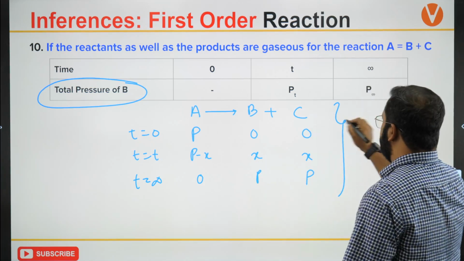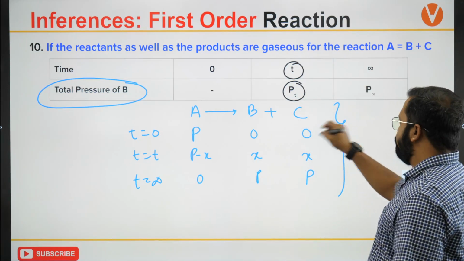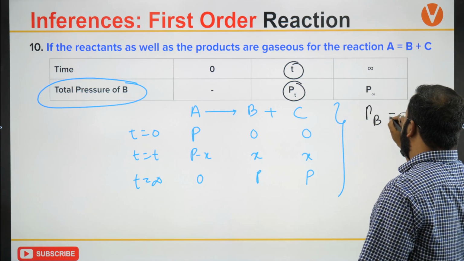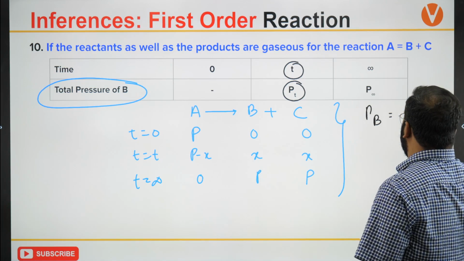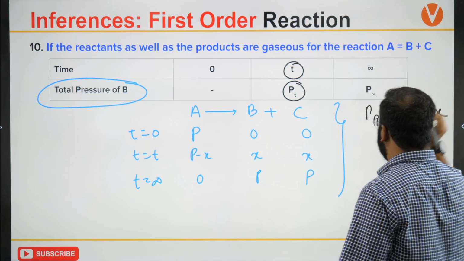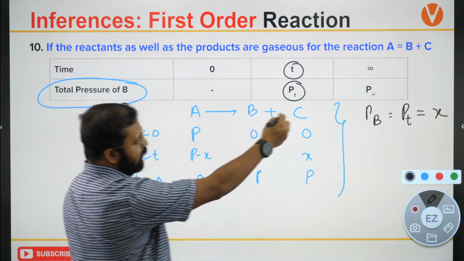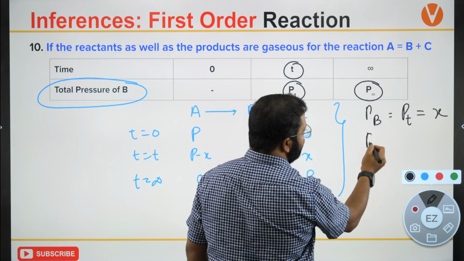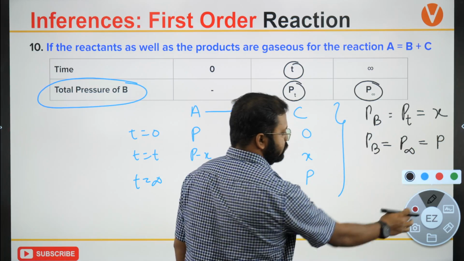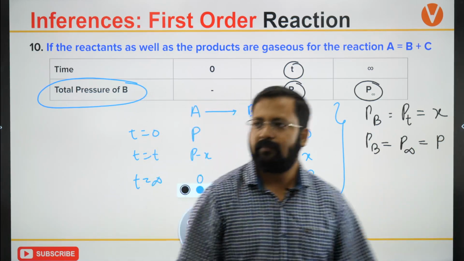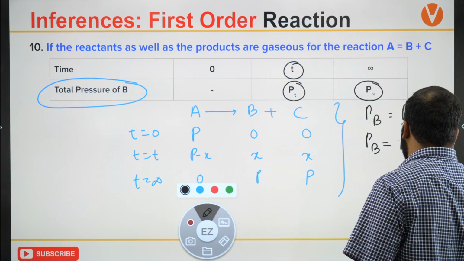What is X? What is given at time T? What is the pressure of B? So at time T, pressure of B is PT, which is nothing but equal to X. And at time infinity, pressure of B is given as P infinity, which is nothing but P. That will be it. Okay. What is P? P is the same as A.